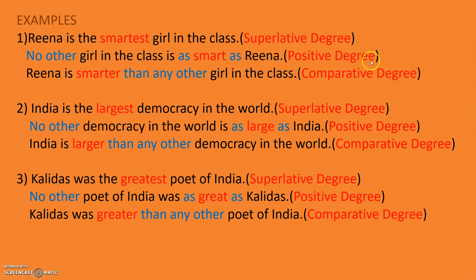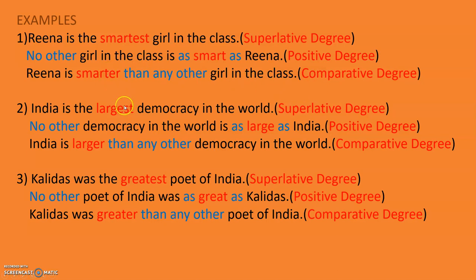You're just making a statement here. That is positive. Now comparative will be what? Reena is smarter, ER comes here, than any other girl in the class, because there's no other girl who is as smart. So you say she's smarter. See, this word than comes in comparative degree. So you have to pay importance to all this. Than any other girl in the class.